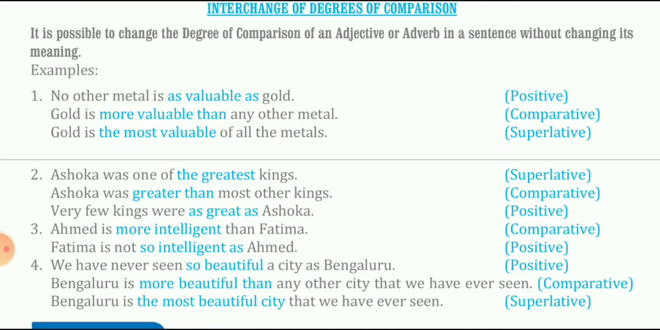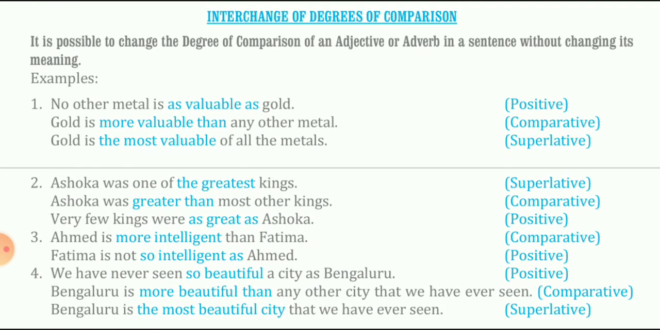Now we are to study interchange of degrees of comparison. It is possible to change the degree of comparison of an adjective or adverb in a sentence without changing its meaning. It means we can change positive degree to comparative or superlative or vice versa. Like, no other metal is as valuable as gold. That is positive degree.